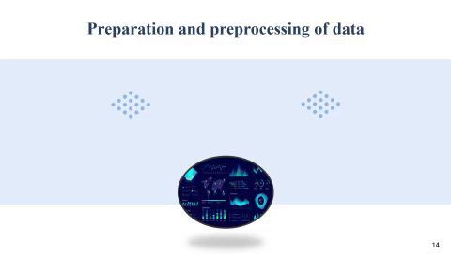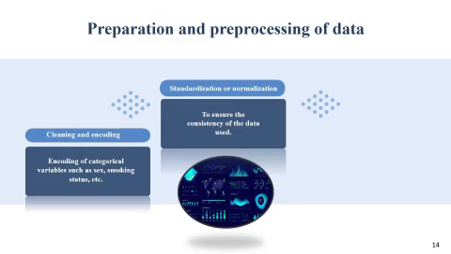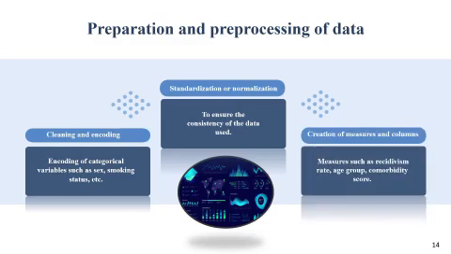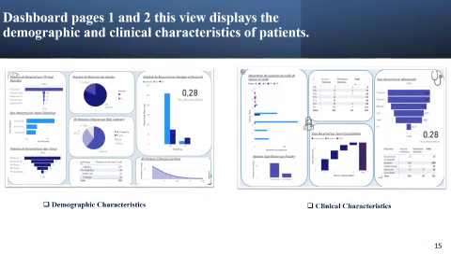Cleaning and encoding of categorical variables such as sex, smoking status, etc. Standardization or normalization to ensure the consistency of the data used. Creation of measures and counts, measures such as recidivism rate, age group, comorbidity score. The dashboard pages 1 and 2 display the demographic and clinical characteristics of patients before modeling.